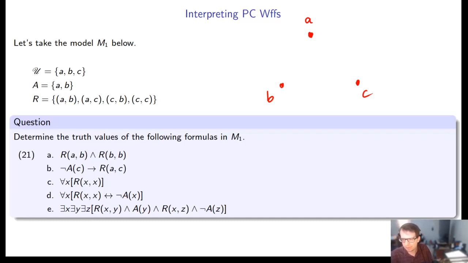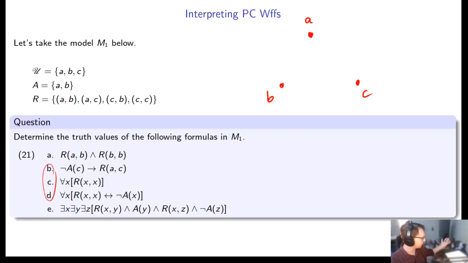And we're asked to determine the truth values of the following formulas. So we're using the same propositional logic things with our connectives, and we're also having to check the truth values of the predicates themselves. So I'll do A with you, and I'll do E with you as well. So I'll do A and E, and then I'll let you try B, C, and D on your own.